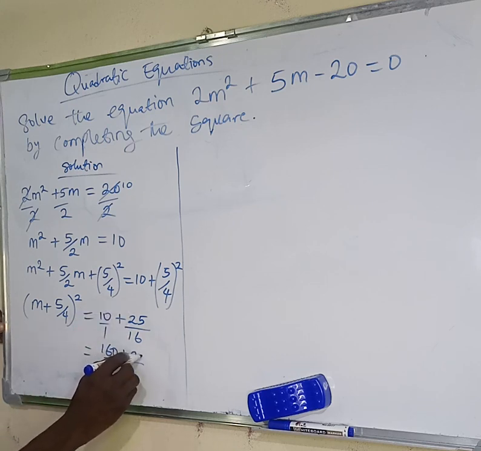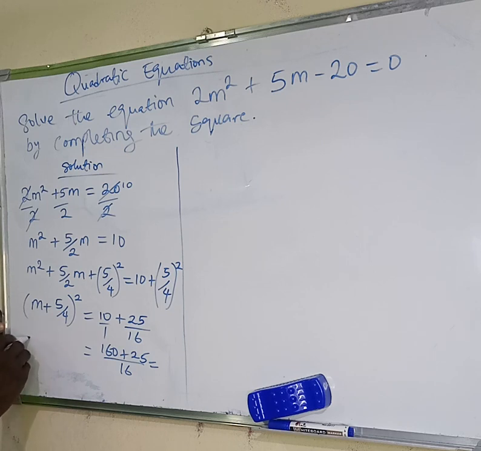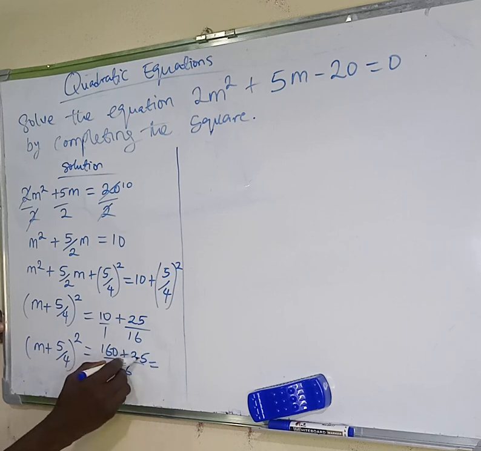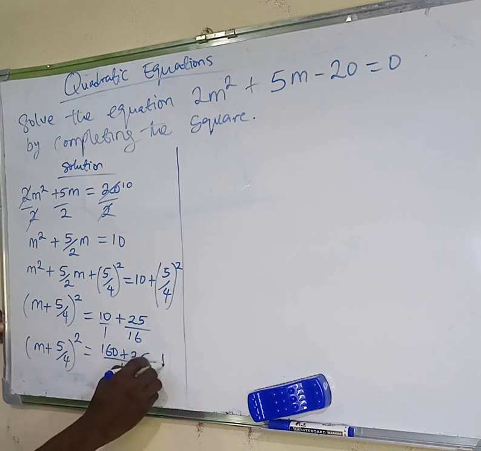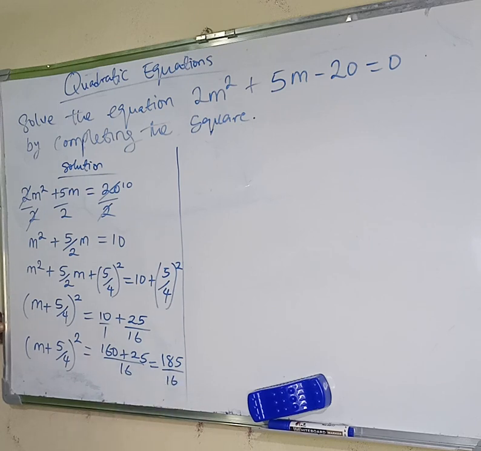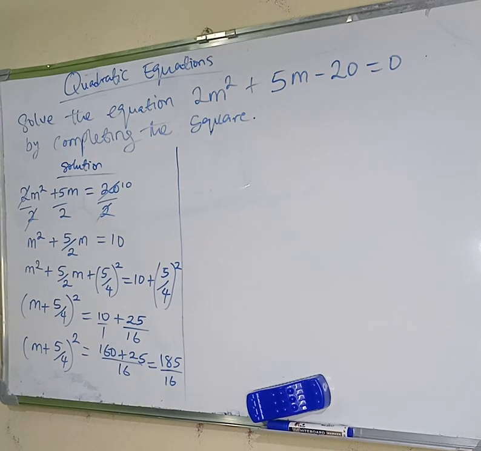1 times 25 is 25, which means that this line is equal to, don't forget, this is (m plus 5) divided by 4 at the left-hand side equals this. 160 plus 25 will give us 185 divided by 16. All right? So at this point, we can proceed.